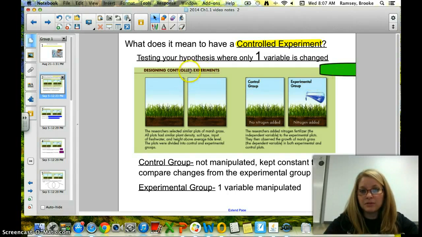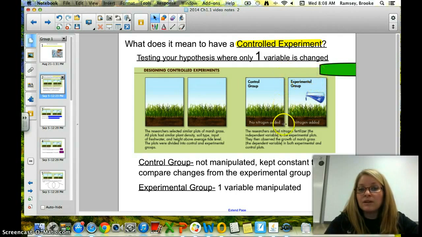So if you look at this picture below, we are designing a controlled experiment. Here we've separated two plots of the same type of grass, same soil, same everything. And the next set of pictures over here, we are manipulating one of the sets of grass and we are adding nitrogen to it. That is how this experiment is controlled. We are just changing one variable, the nitrogen that we added. Now in this experiment, we're adding nitrogen because it's a component in fertilizer, and we're going to see how that affects growth in these plots of grass.